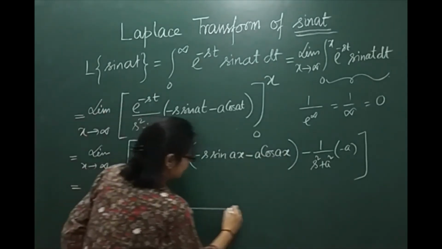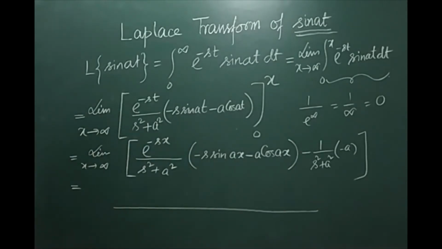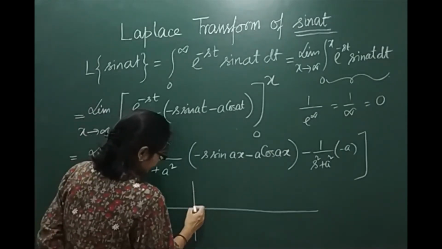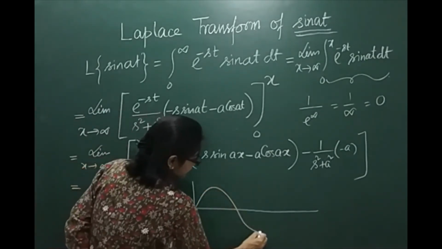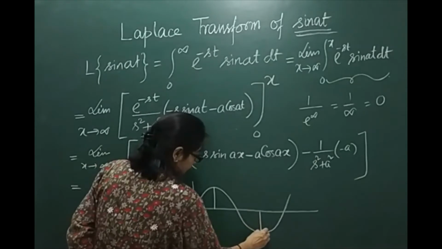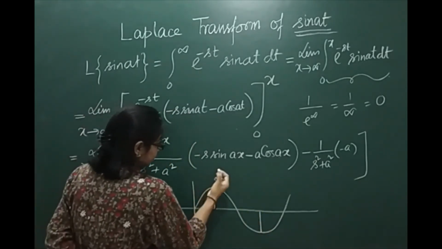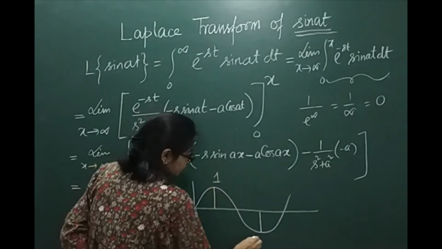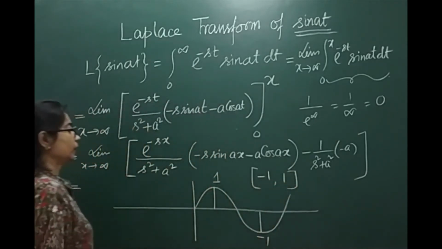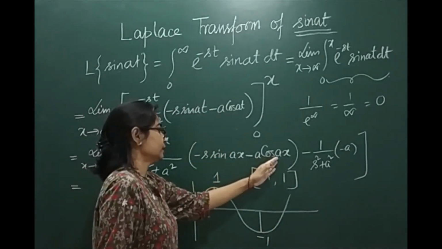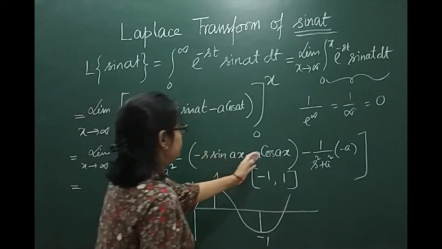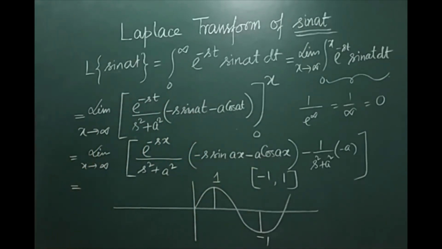Let us try to understand by the sine and cos graph. Let us draw the sine curve. Sin x passes through 0, 0, and the range of the sin x graph is plus 1 to minus 1. So the range is minus 1 to 1. Similarly for the cos x graph, cos x is also bounded between minus 1 and 1. Both the functions cos x and sin x are bounded between minus 1 and 1.